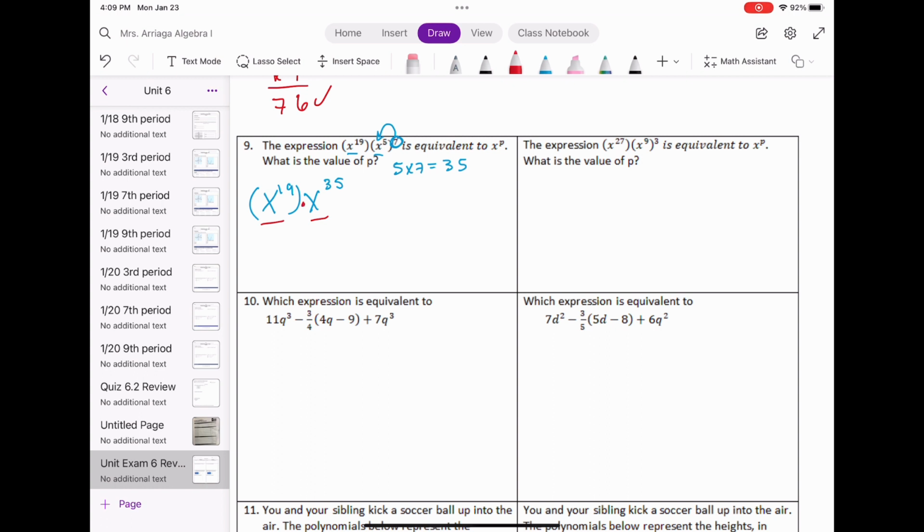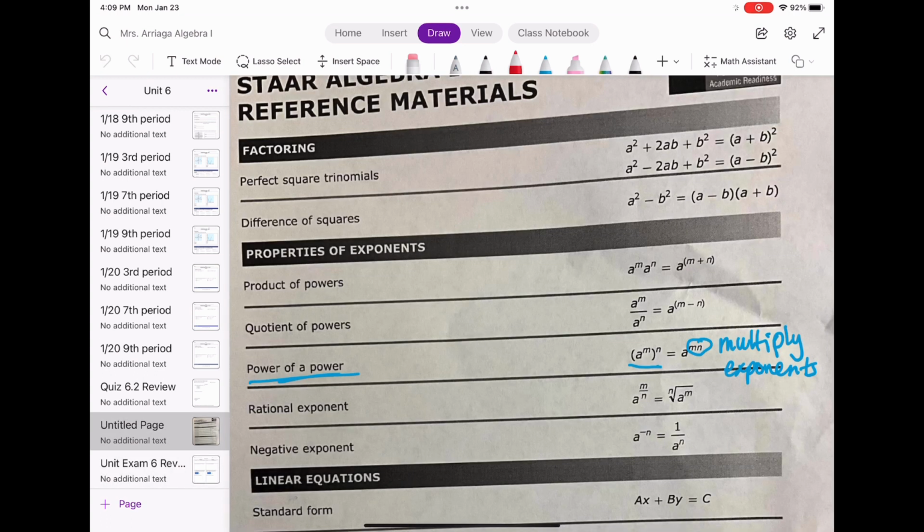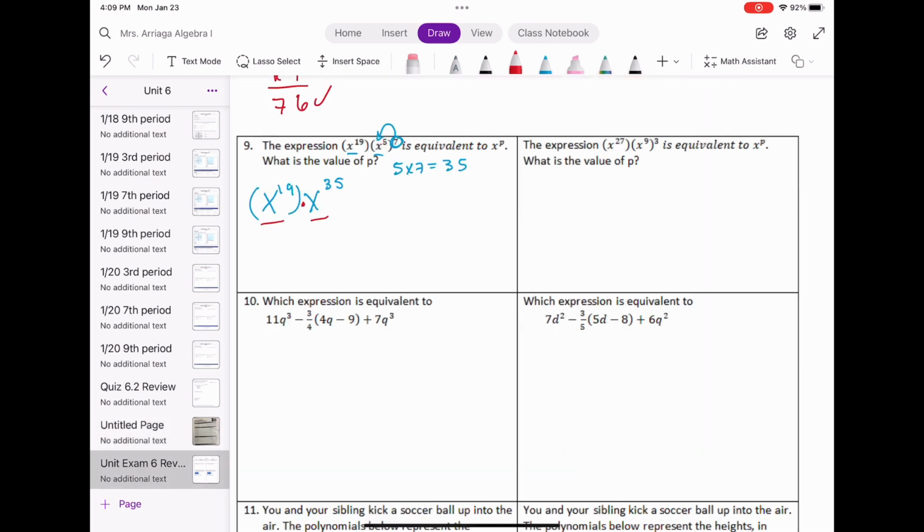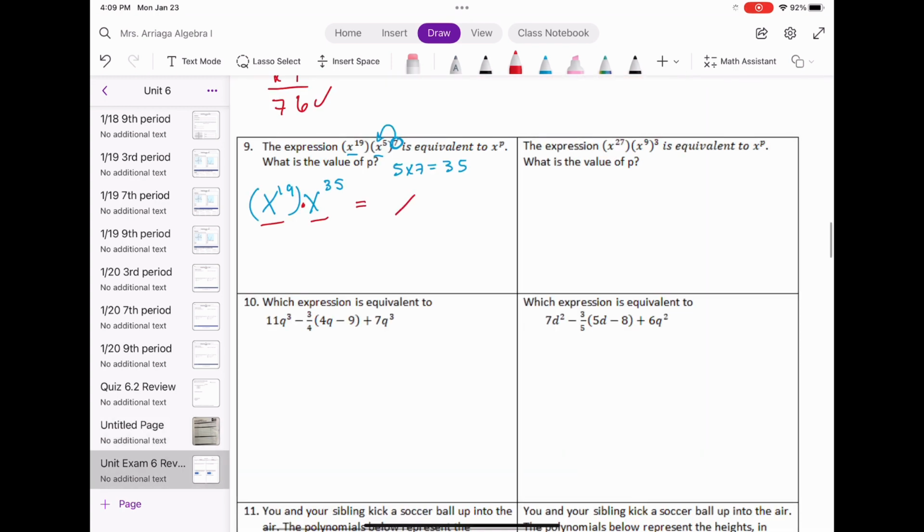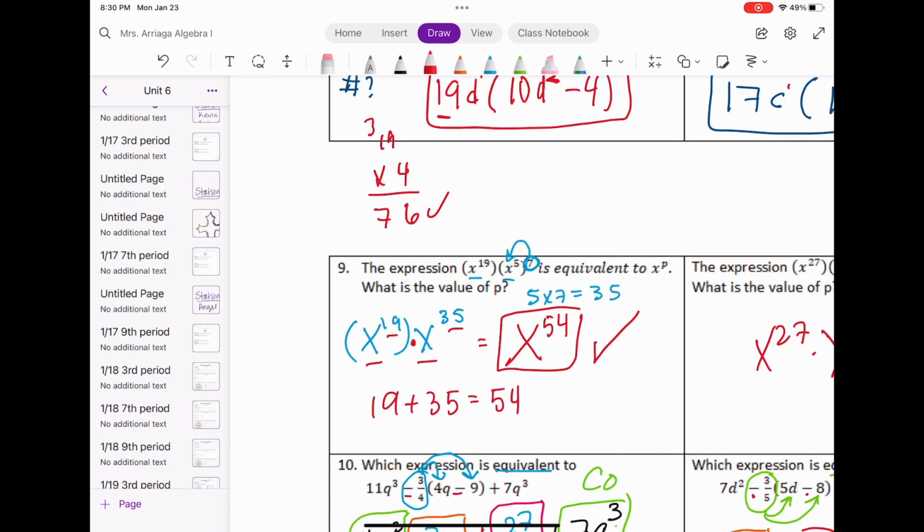Now we're multiplying, and that's the product of powers rule, which says that we keep the base and we add the exponents. So we keep x, and then 19 plus 35, that equals 54. So the answer is x to the 54, but they're asking for the value of p. So the value of p is just that 54.